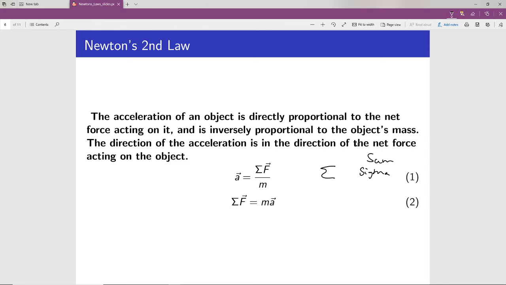So the larger the mass, the smaller the acceleration is going to be for a given force. The smaller the mass, the larger the acceleration would be for a given net force on an object. A lot of times we see this written as the net force equals ma. And if you've dealt with this before, we often give this shorthand as just F equals ma. Newton's second law.